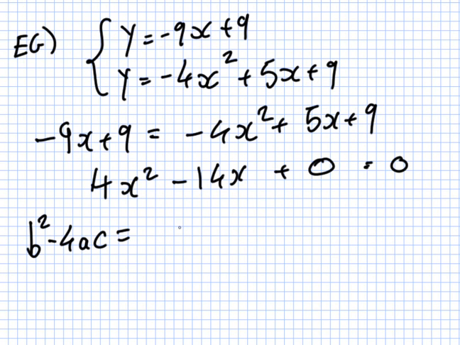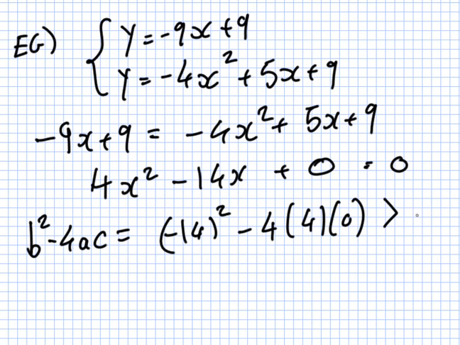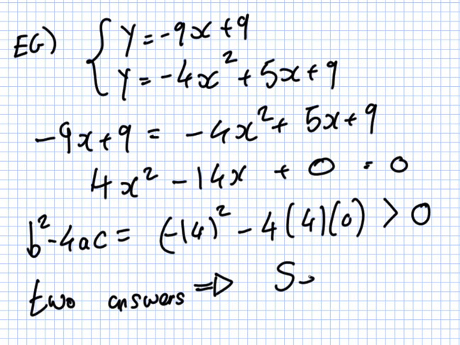b squared minus 4ac. This will be positive. If it's positive, how many answers does it have? 2. So this has 2 answers. So that means it is what? Tangent or secant? Secant. Tangent if it has 1 answer.